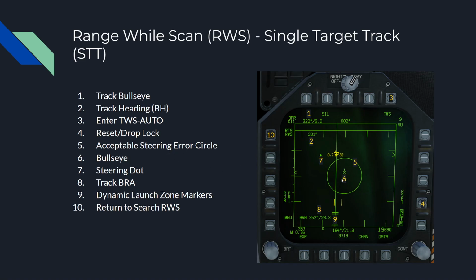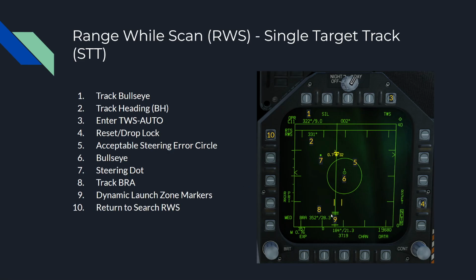6, if the bullseye waypoint is inside of your field of view, it's going to show up as this little marker here. This is your track's BRA relative to you. So he is 352 for 28 miles from me. That's how far away he is from me.